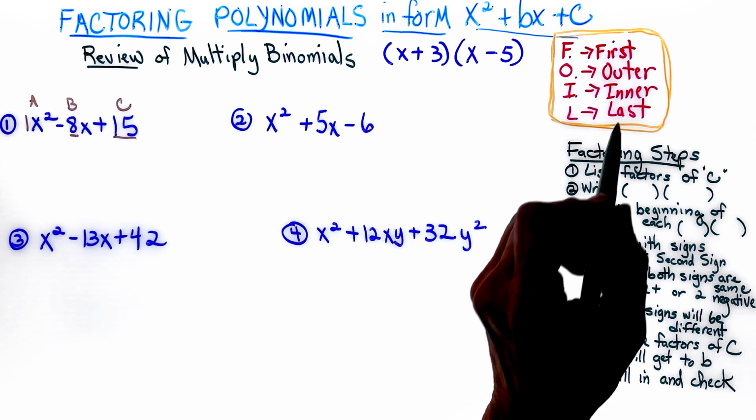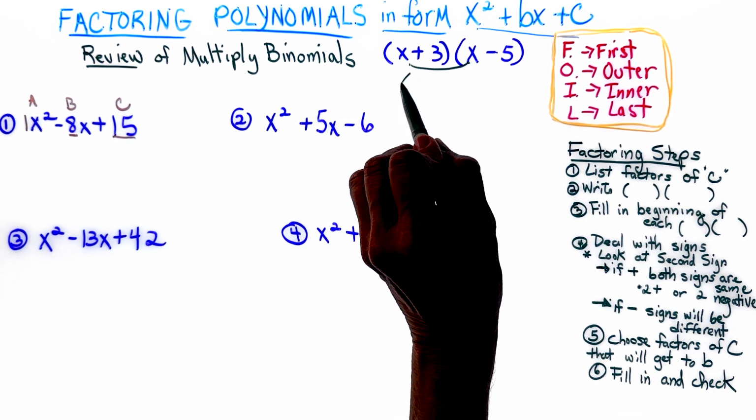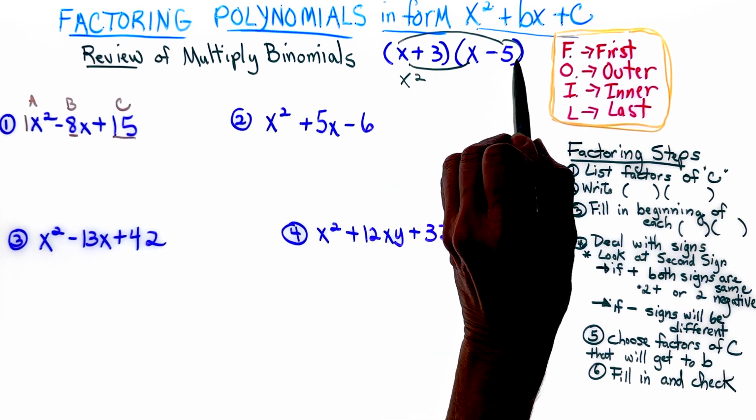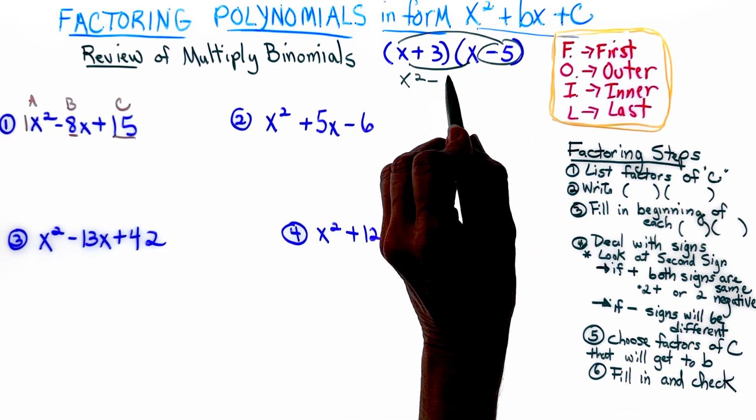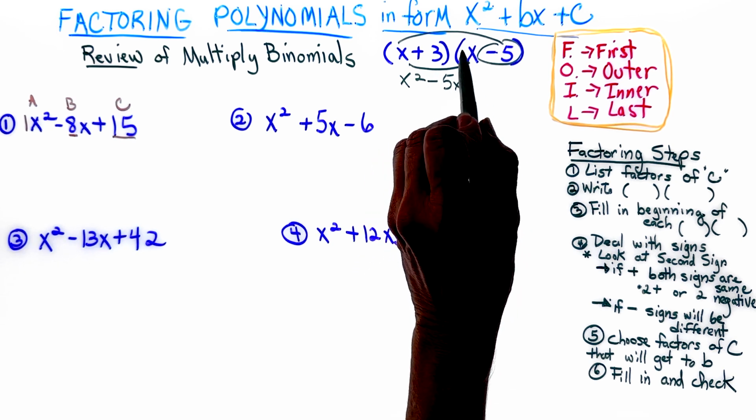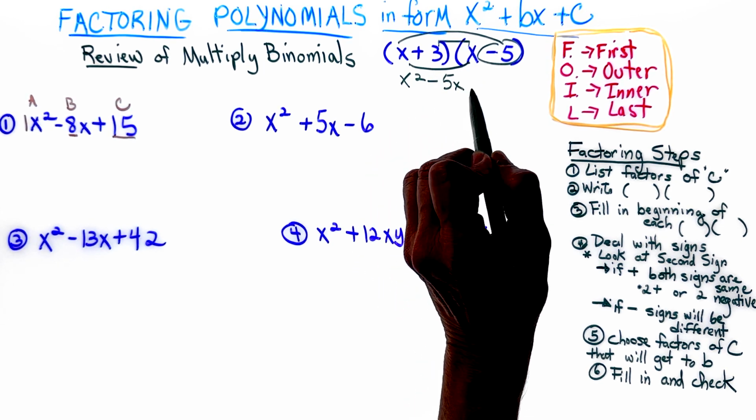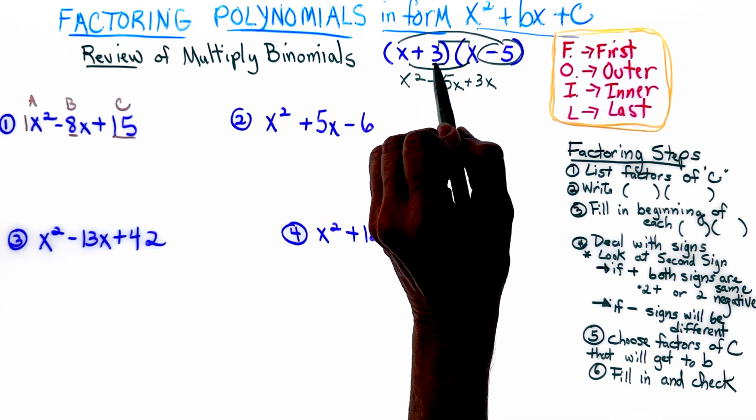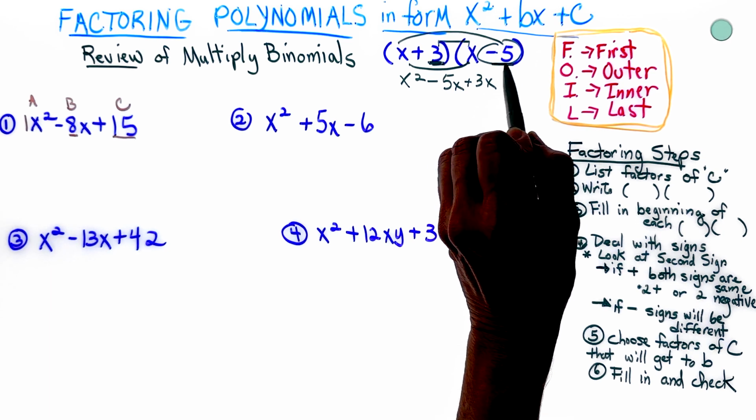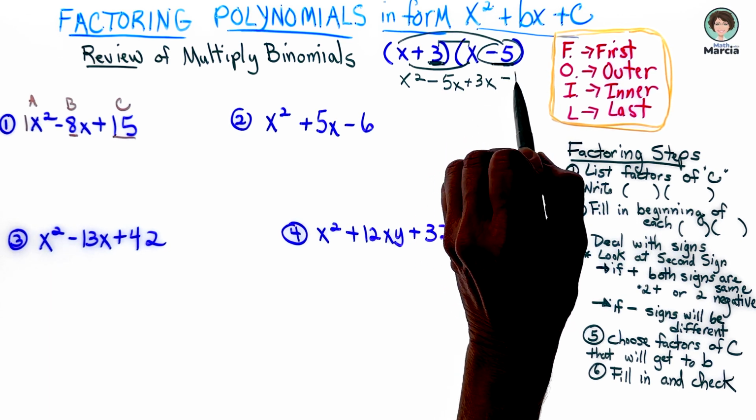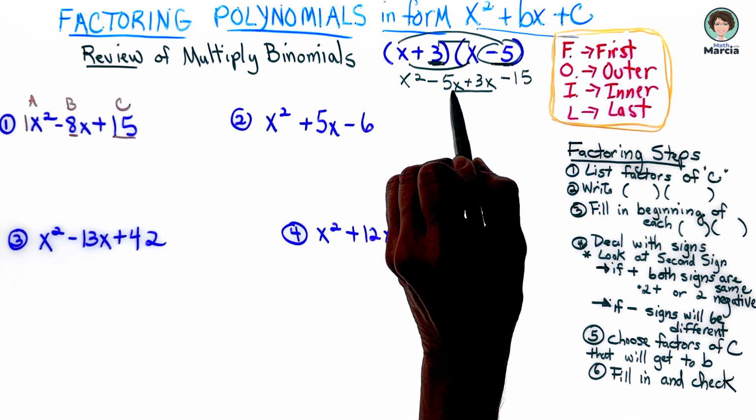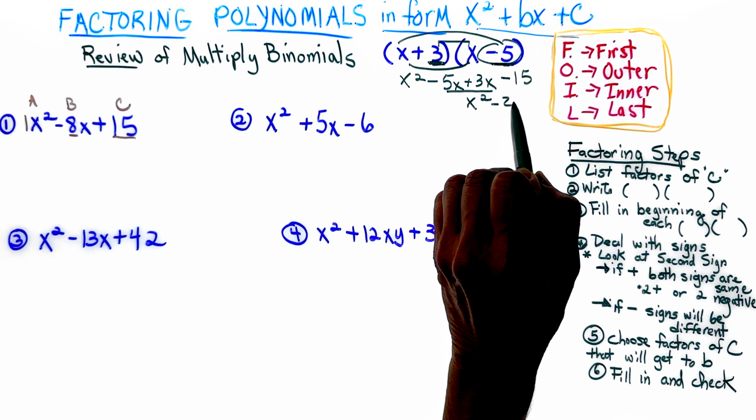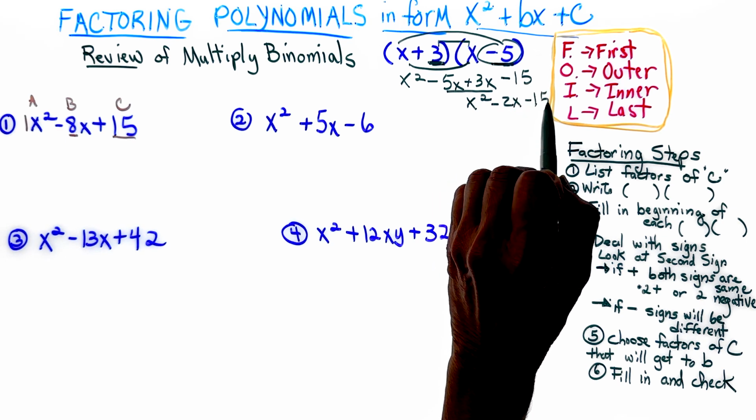We multiply the first terms, which gives us x squared. You multiply the outer terms, catching this sign, which would be a negative 5x. The inner terms now would be 3 times x, which is plus 3x. And finally, the last two terms, the positive 3 and the negative 5, which would be minus 15. Remember, we put together our like terms, so it's x squared minus 2x minus 15.